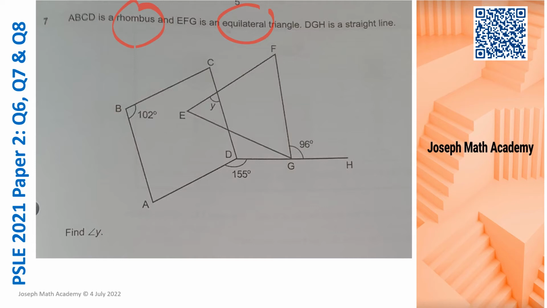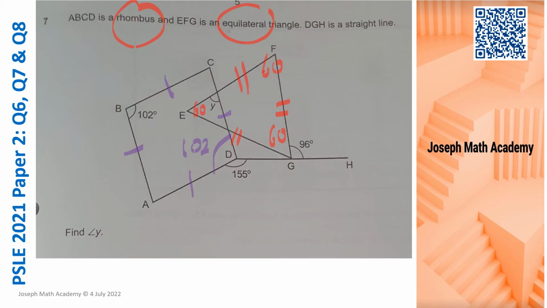So for a rhombus, we know that there are 4 equal sides. So I'm going to mark the 4 equal sides. Okay, the other one is here. Then for equilateral, I'm also going to mark it. So equilateral means all the internal angles are 60. And we all know for a rhombus, internal opposite angles must be the same. So this must be 102.